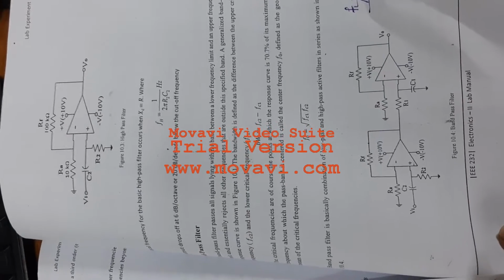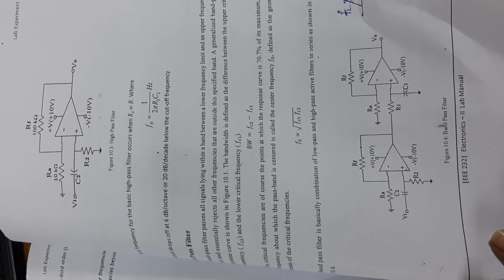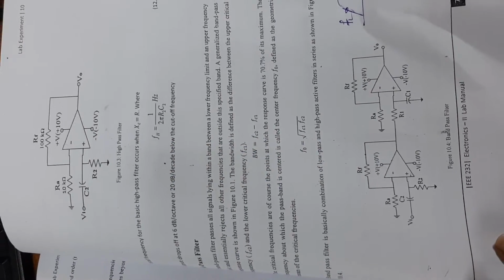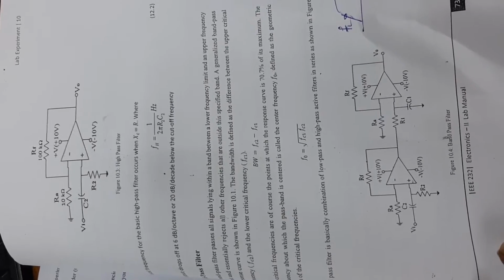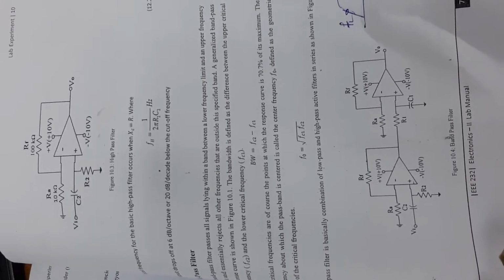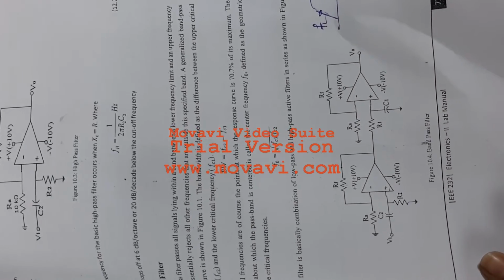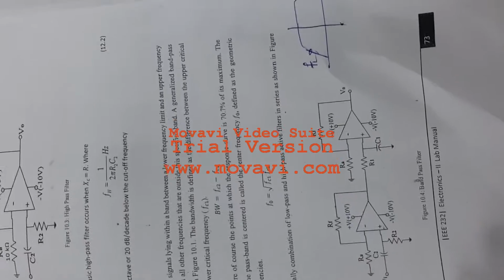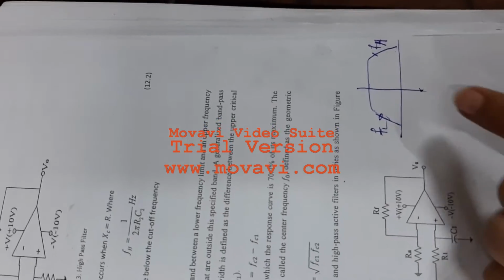Now the third task is about the band pass filter. The band pass filter is the filter that allows a specific band to pass and rejects all other frequencies. The band pass filter is shown in figure 10.4. The output response of the band pass filter is shown here.